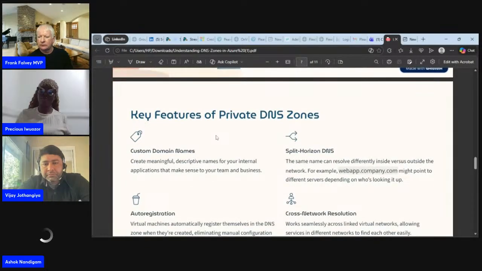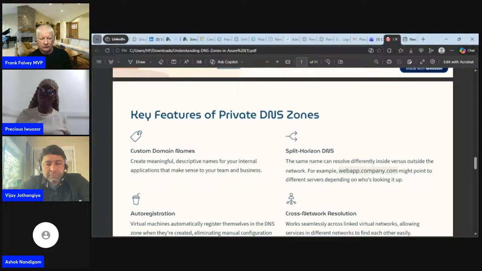Now, what are the key features of private DNS zone? It offers custom domain names. It creates meaningful descriptive names, like I mentioned earlier, myprivate.com.mycorp for your internal application that makes sense to your team and businesses.